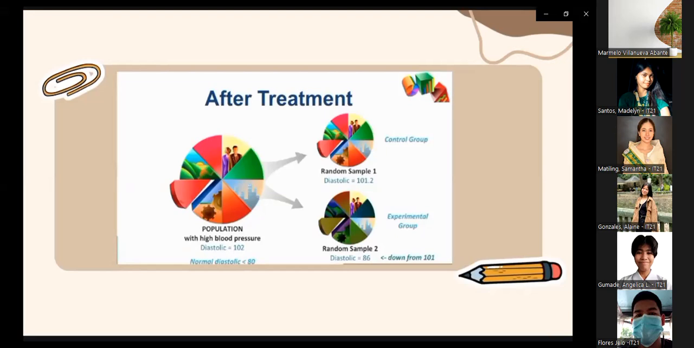and still represents the population mean. But the experimental group sample mean is different from what it was 2 months ago. Before the experiment, the diastolic blood pressure is 101, but now it is 86. Now the sample mean represents a different population, a population of people with close to normal diastolic blood pressure, which means that the drug had an effect.